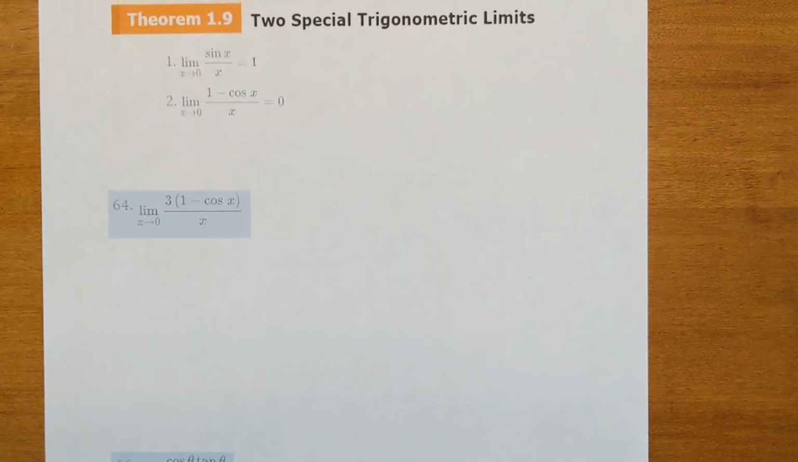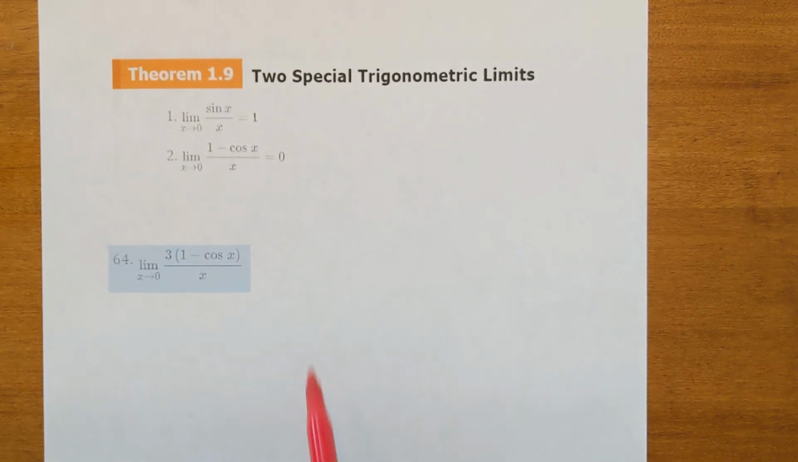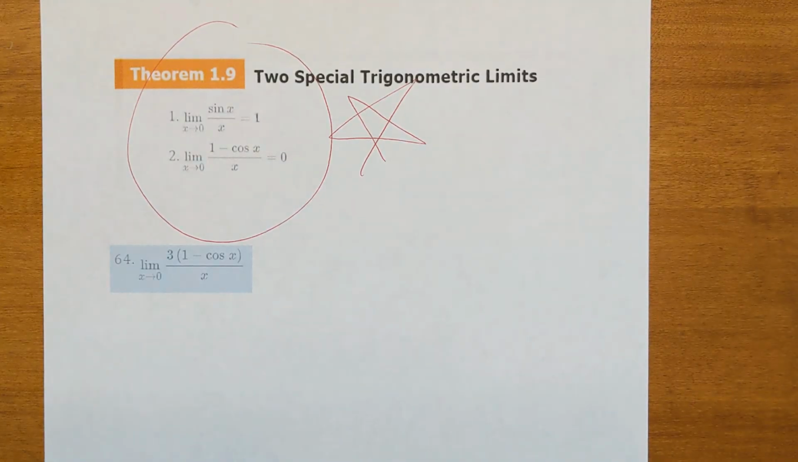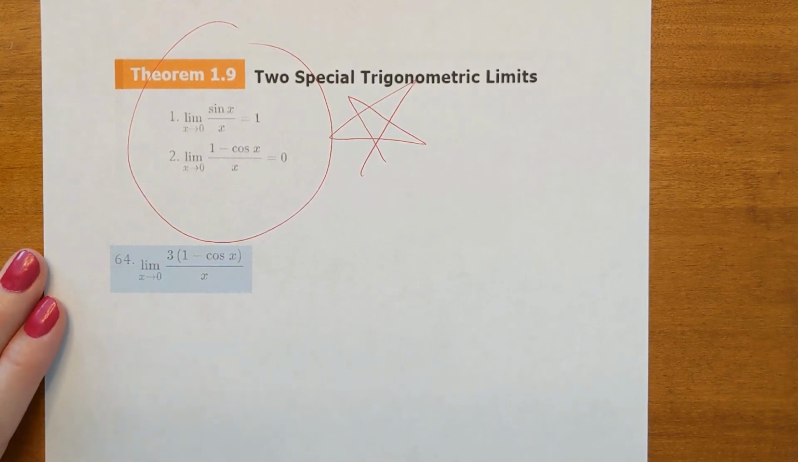And then there's a couple special trigonometric values that you need to memorize. So make yourself a flashcard. The limit as x approaches 0 of the sine of x over x equals 1 all the time. And the limit as x approaches 0 of 1 minus the cosine of x over x equals 0. You need to know those.